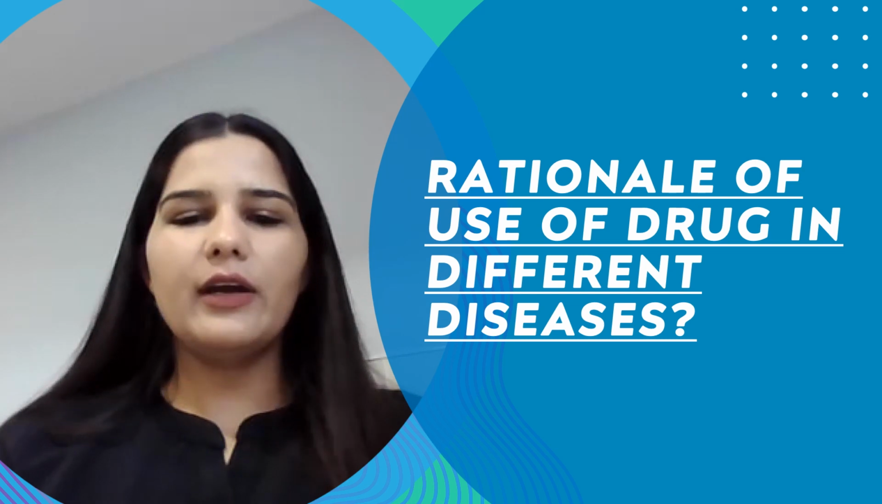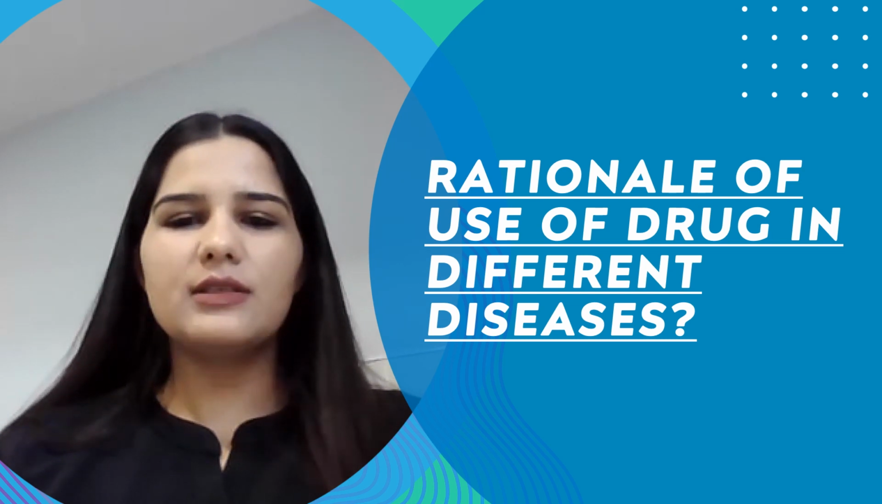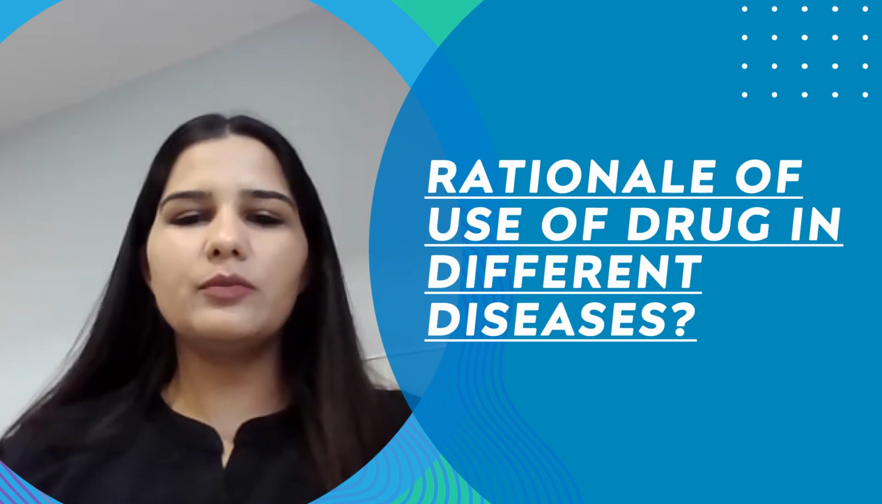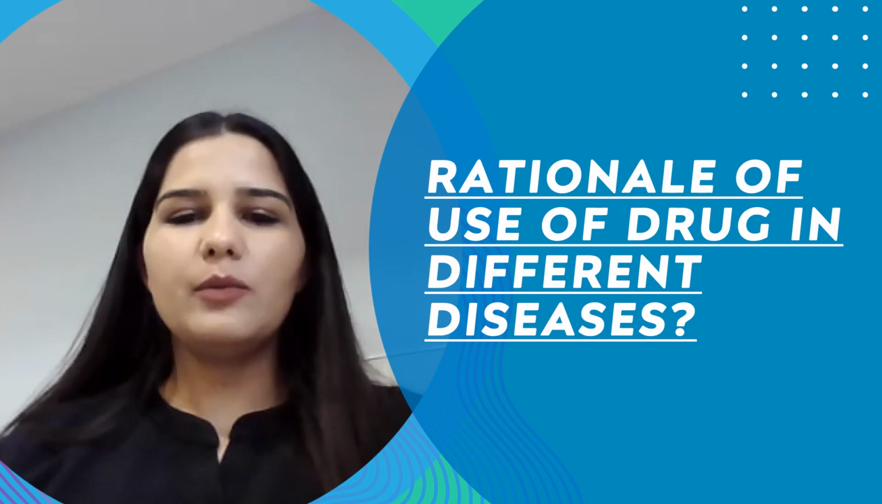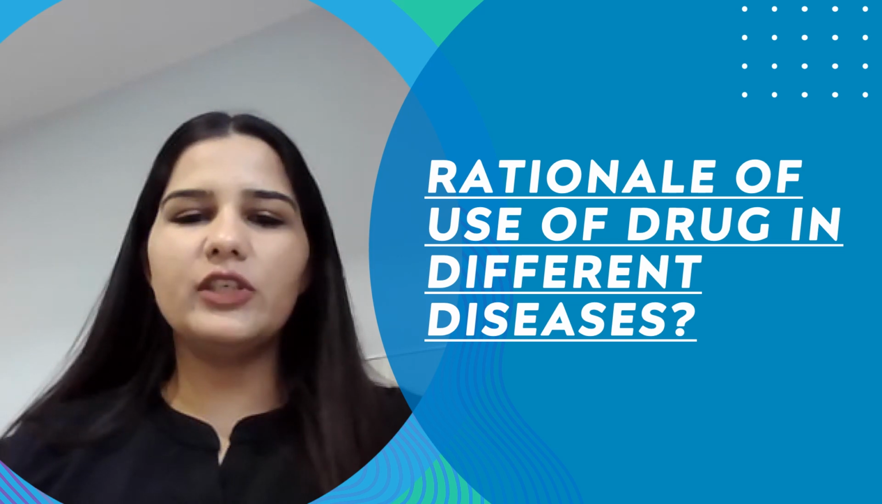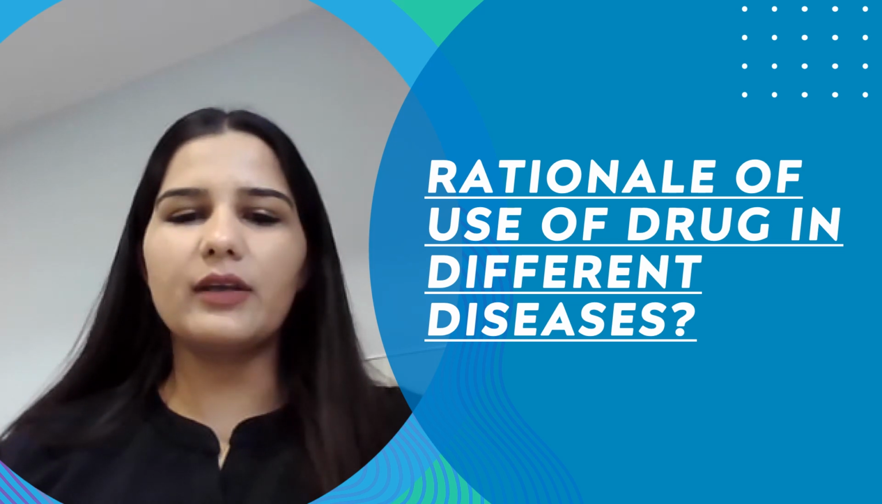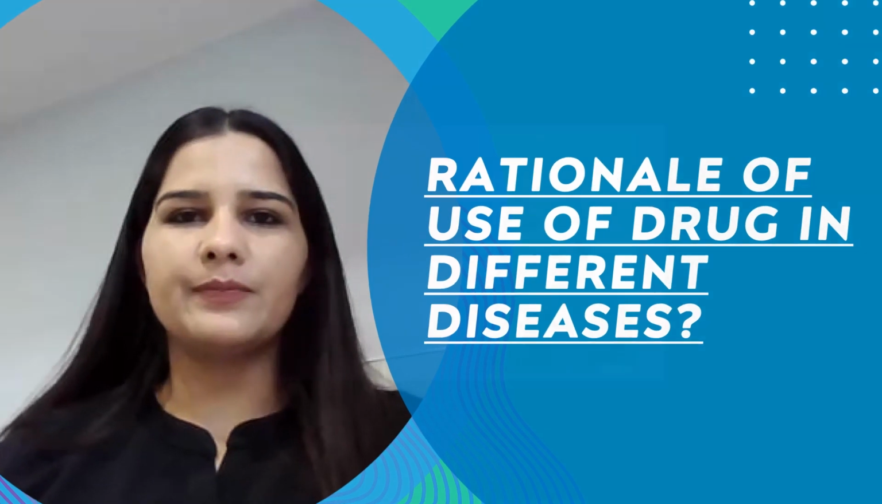The third one I will discuss here is Parkinson disease. Anticholinergics are also used in Parkinson disease, like benztropine, because these help in managing the muscle rigidity and the tremors associated with Parkinson disease.